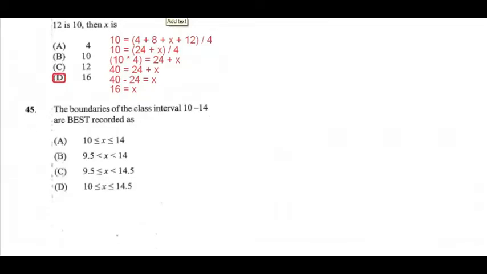So remember, boundaries are the end points of a class interval, and they are usually 0.5 lower than the lower class limit and 0.5 higher than the upper class limit. So in this case, it would be C, which is 9.5 and 14.5. So x is greater than or equal to 9.5, or x is less than 14.5. So our answer for 45 is C. And we're moving nicely along.